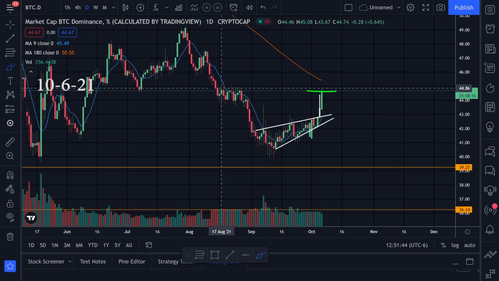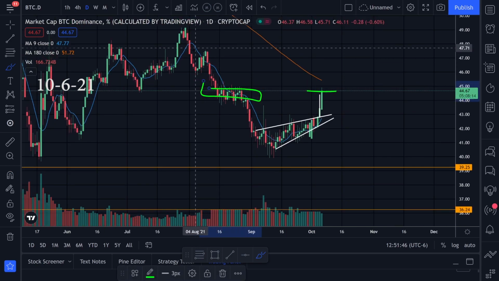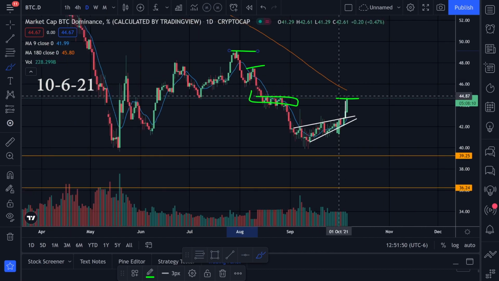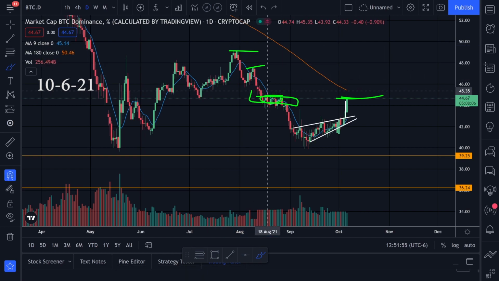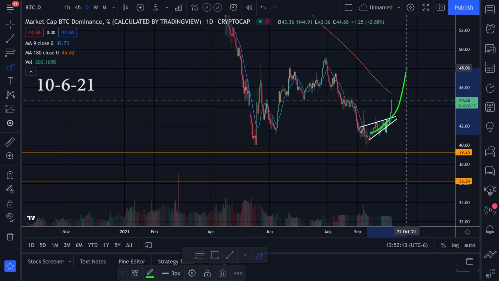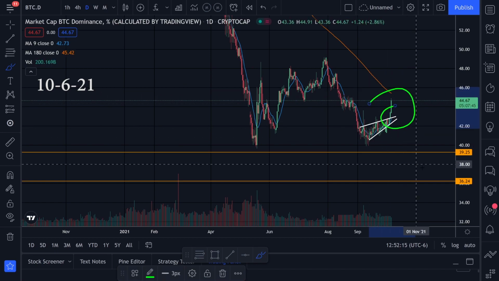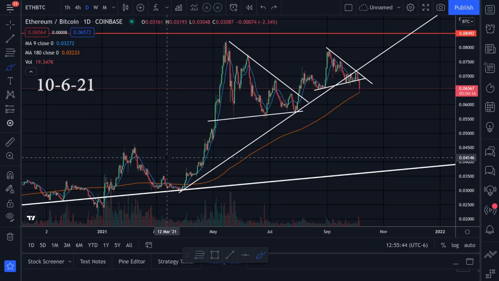Let's see if we could break out of this zone and start to head towards this zone and maybe even this zone. Like I was saying, if we can break out of this one, then we might be looking at those higher targets on the Bitcoin chart. In general, if this chart is moving up, Bitcoin is the coin that you're going to want to be looking at. Let's jump over to the Ethereum to Bitcoin chart.